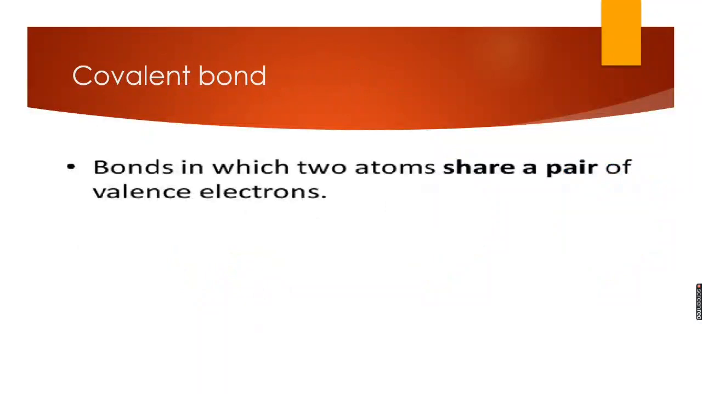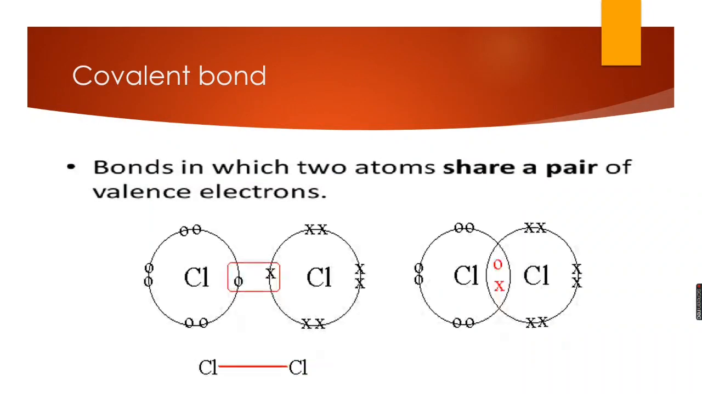So we will learn about the covalent bond. A covalent bond is a bond in which two atoms share a pair of valence electrons, and therefore it forms a covalent compound. Here there is a chlorine molecule formation, and chlorine has an electronic configuration of 2,8,7, and therefore it needs one electron to attain the stable electronic configuration of its nearest noble gas, which is argon.